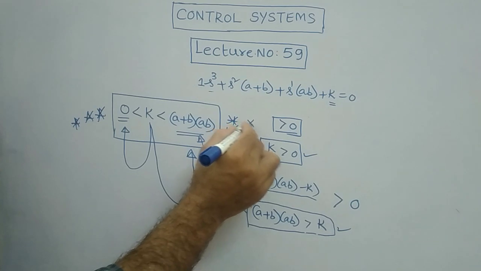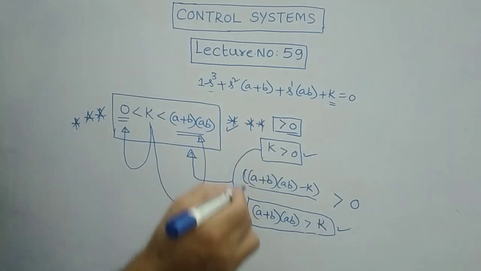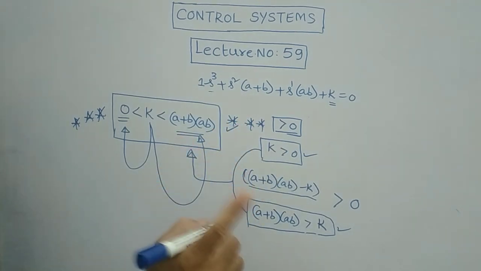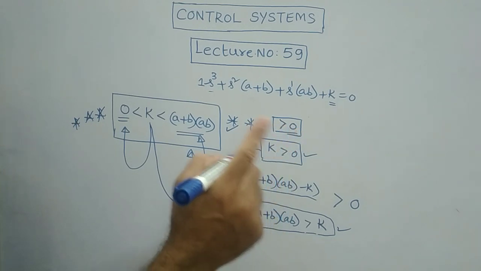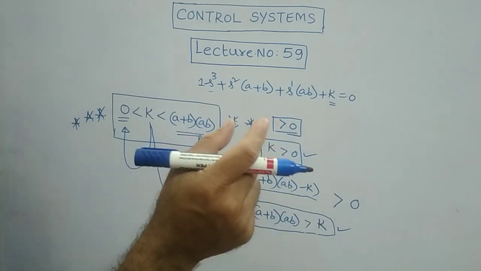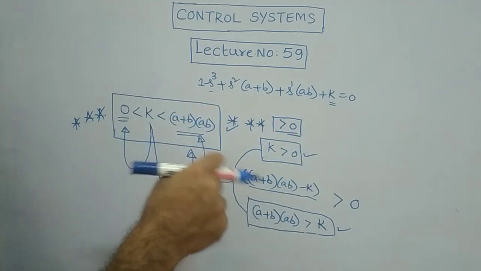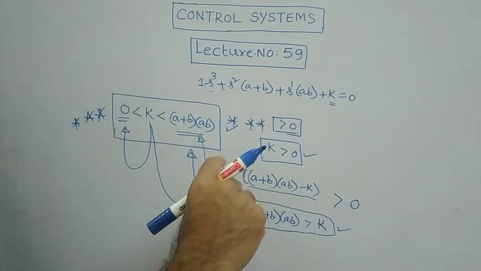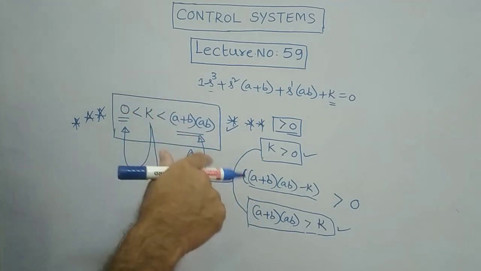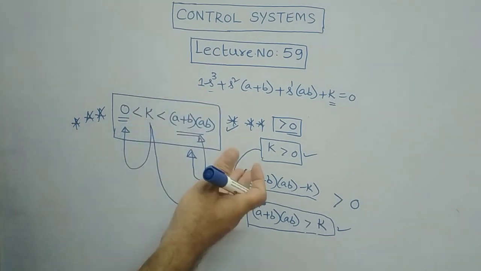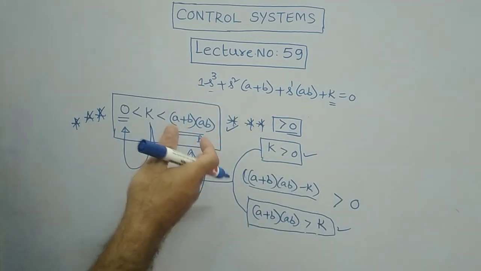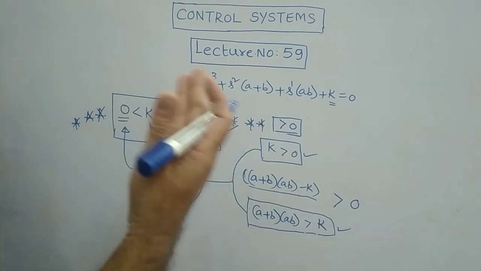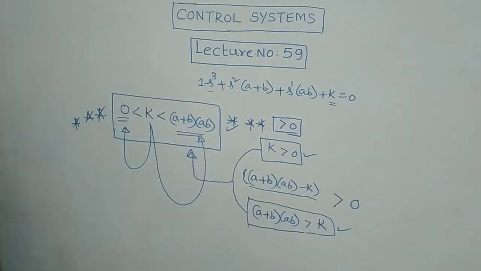Likewise, whenever the transfer function form is given in the question, then you need to write the characteristic equation. What is the characteristic equation? 1 plus G of s into H of s equal to 0. So, the given transfer function value you substitute in the characteristic equation. From that, you bring one polynomial. From there, you form the Routh array. And from that, you make all the first elements of the Routh array greater than or equal to 0, especially wherever K is involved. And from that, you will get the value of K, or rather the range of K.